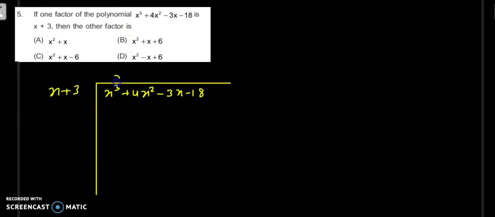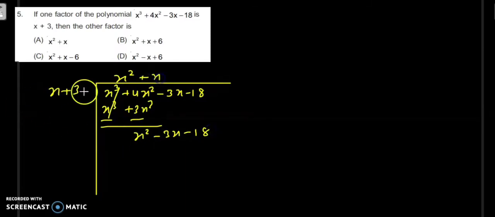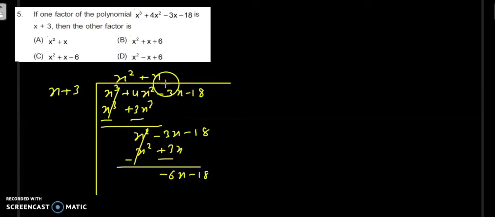When you divide x cube by x, the first term will be x square. So multiply x square by x plus 3, giving x cube plus 3x square. Subtract, minus minus, so this cancels. x square minus 3x minus 18 remaining terms. Again divide, so plus x. Multiply x by x plus 3, giving x square plus 3x, so minus minus, this cancels, leaving minus 6x minus 18. Then divide this, so you will get minus 6. Minus 6 into x plus 3 is minus 6x minus 18; change the sign and subtract, plus plus, this cancels, and the remainder is 0, means it is completely divisible.